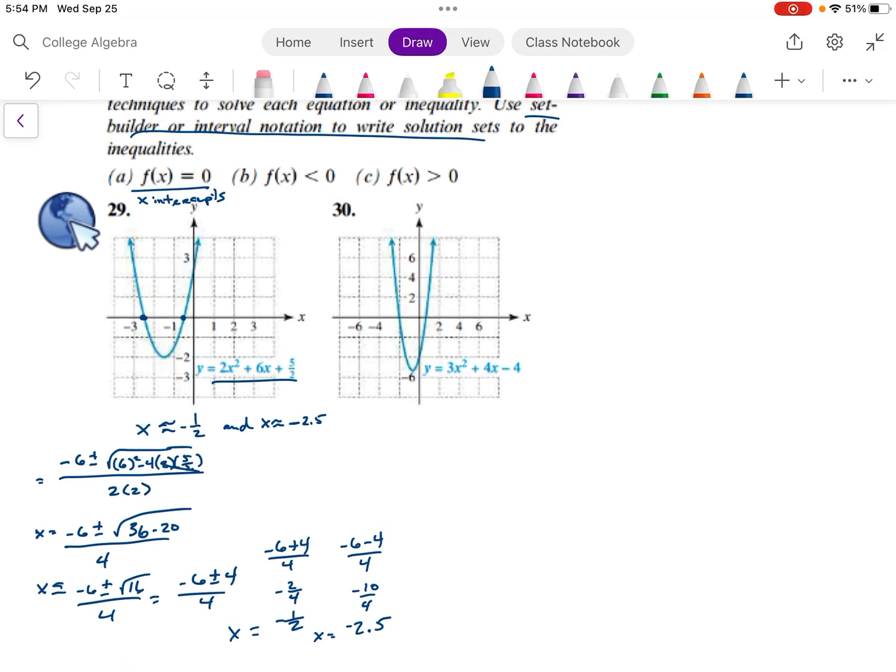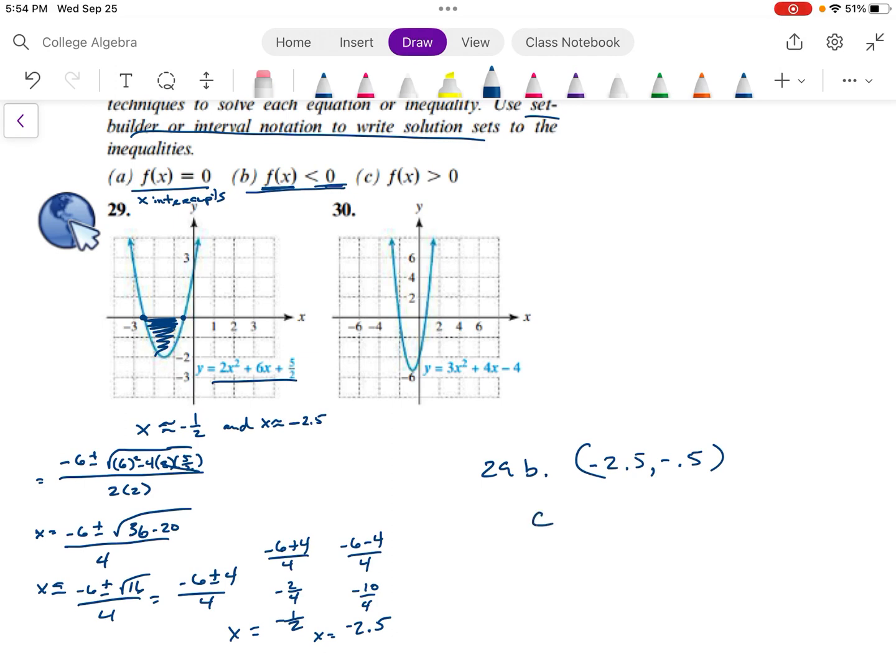Part B again is asking, when is the graph below the x-axis? Well, the graph is below the x-axis in that section right there. So for 29B, we would say that between -2.5 and -0.5, that is when I am below the x-axis.